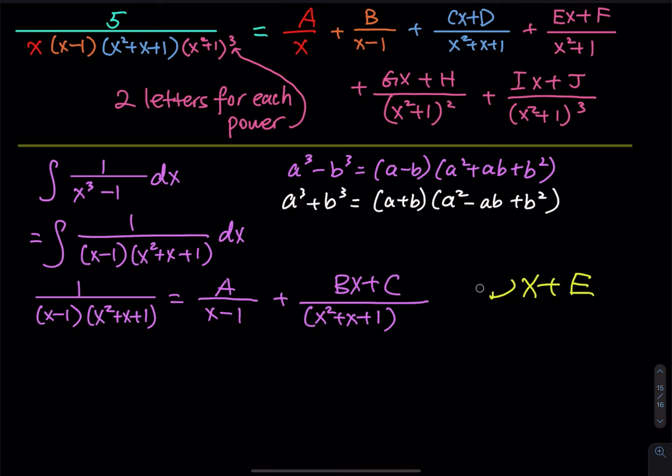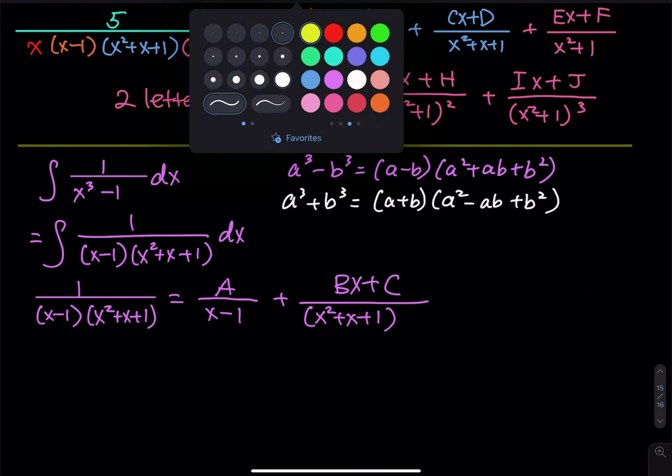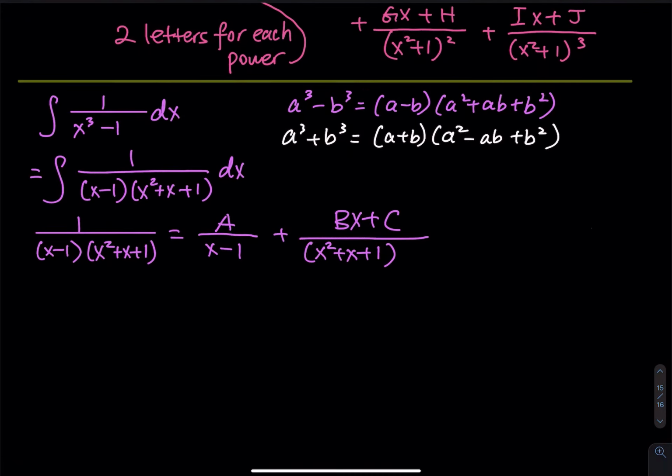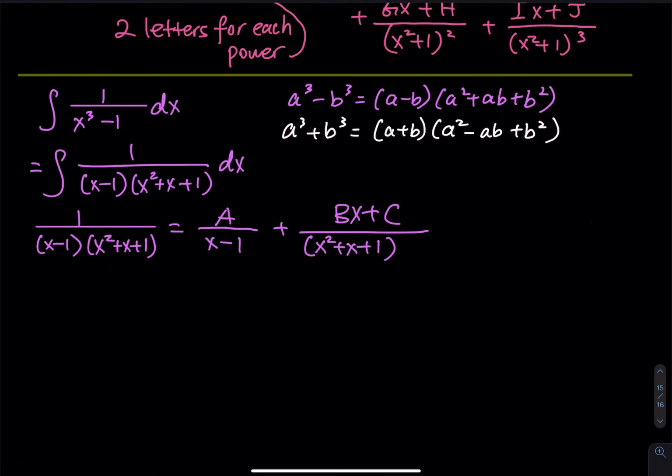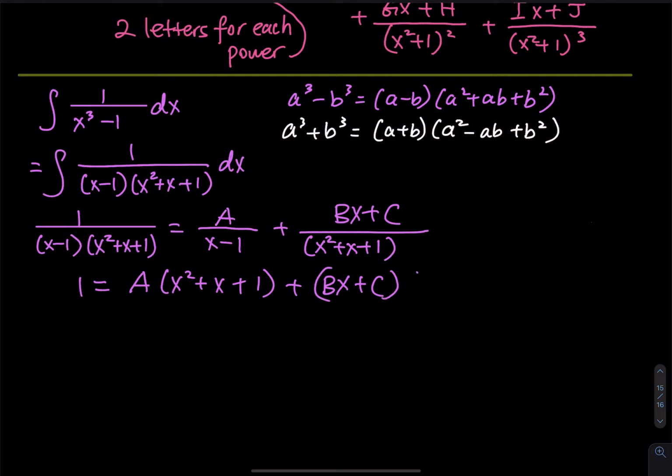Okay, let's get rid of the dx and e. So we have some good stuff coming up. So the next step is get a common denominator. So 1 is equal to a, I need the long one, so x squared plus x plus 1. And then for the bx plus c, we have x minus 1.